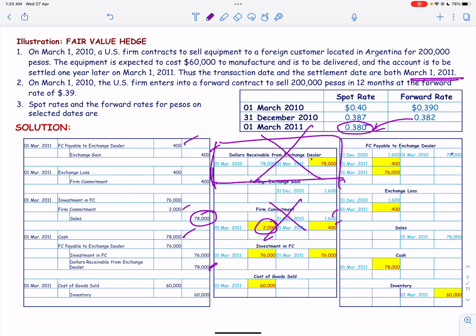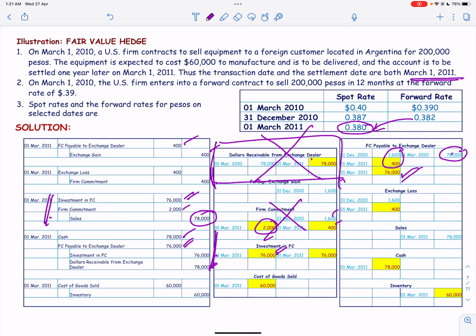Now looking at the forward currency payable, initially the balance was 78, and then there was a debit of 1,640 and 400. So the payable on March 1 is 76,000, and this 76,000 is going to be settled now by transferring it into an investment. So the investment was 76. Now we receive this money and we settle the investment account as well. So investment is debit by 76, and that's how this account is recorded, and this journal entry is also complete.